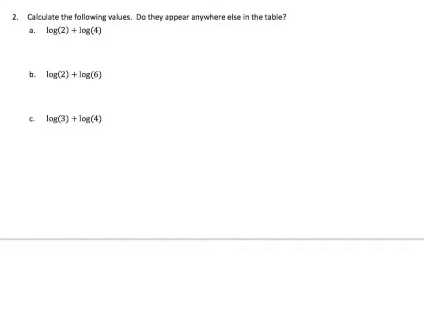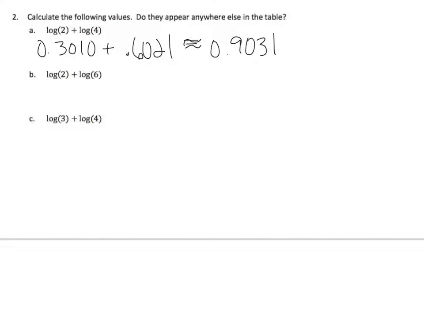So I have log 2, which if I go to the table, is 0.3010, and log 4, which is 0.6021. That equals, I don't need a calculator for that one, that one's easy, 0.9031 approximately, because we've rounded everything. And if you look, that is approximately log 8. And what do we see? Not telling you yet. Keep looking for the pattern.